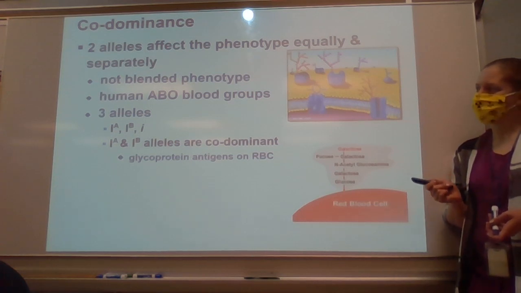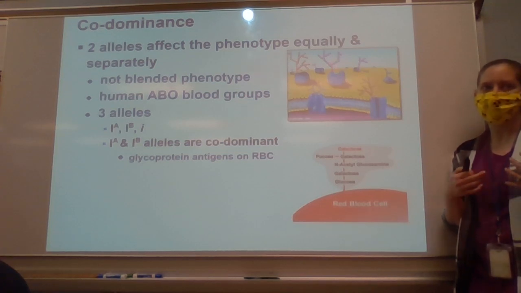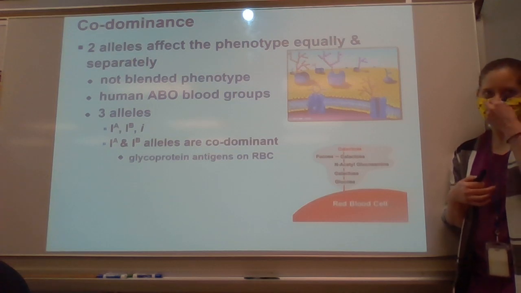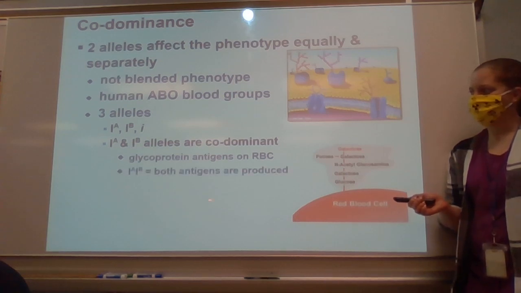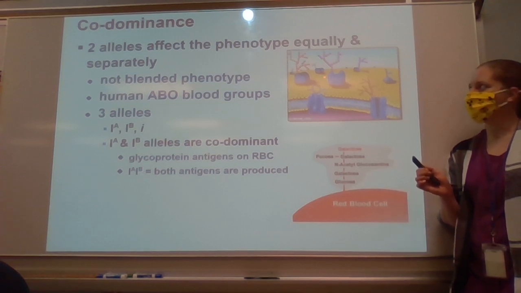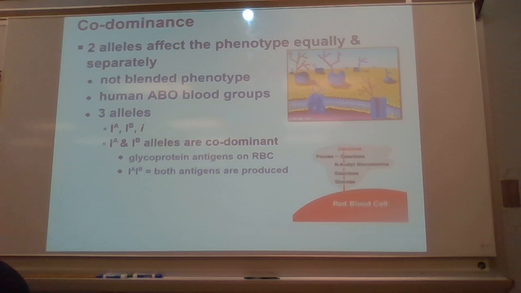So in this case, if you have the IA allele, you make one type of glycoprotein, A. If you have the IB allele, you make B. So if you have both of those alleles, you have both of those antigens on your red blood cells. Okay. So you have blood type AB. So again, that's what this is saying. If you're heterozygous for A and B, then you're going to have both of those types of antigens on your red blood cell. These are not the only antigens on your blood cells, so you might also know the plus or minus, the Rh factor, that's a different type of antigen. But this is just strictly the ABO typing.